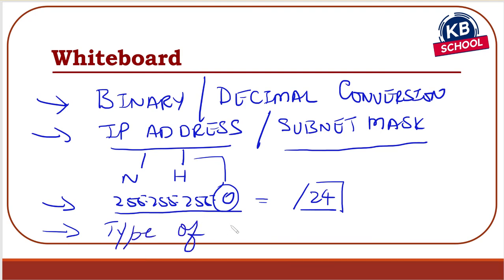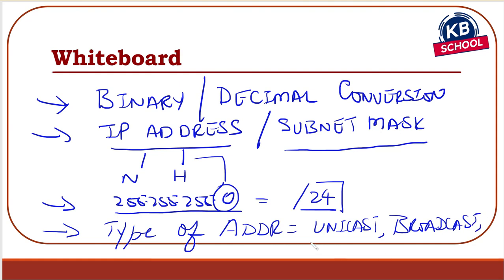And the fourth one is the type of addresses. What are the types of addresses that we discussed? Unicast, broadcast, and the group address, which is called multicast.